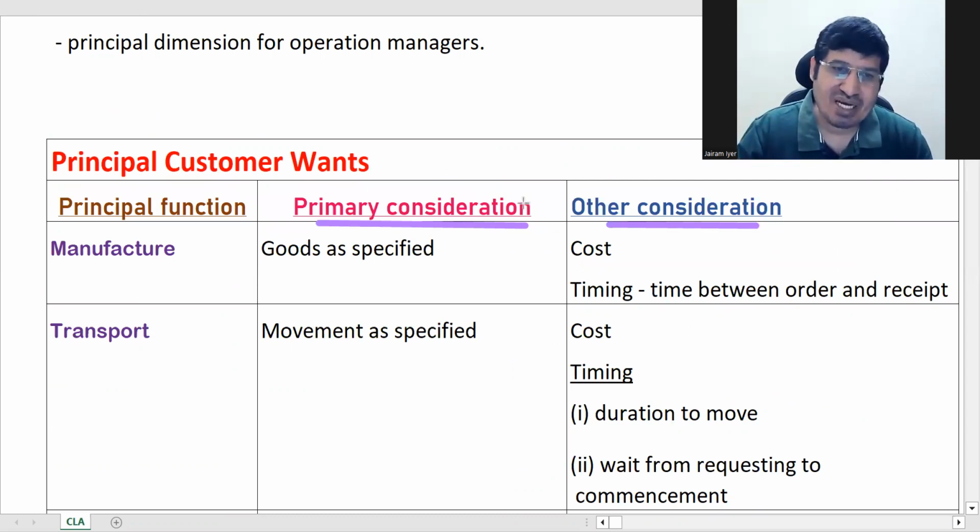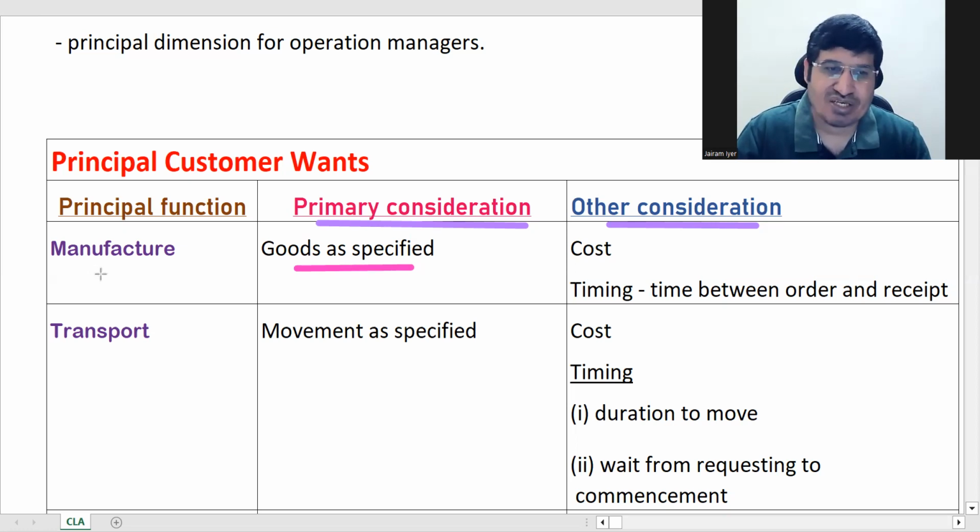Always, the primary consideration will be what is the product you want. You want a product, right? If you are in need of a particular product, you will go for that product, right? So that is the primary need for you. The primary consideration is always the goods or services. In specification, cost and timing, specification is the goods. So the primary consideration is goods as specified.